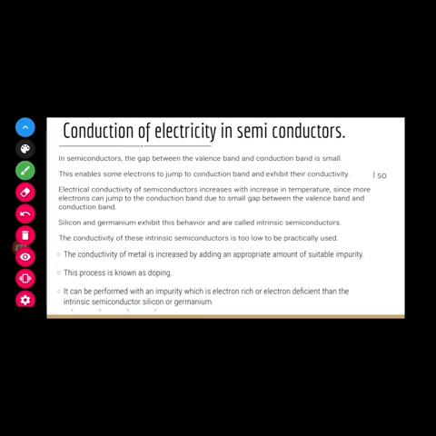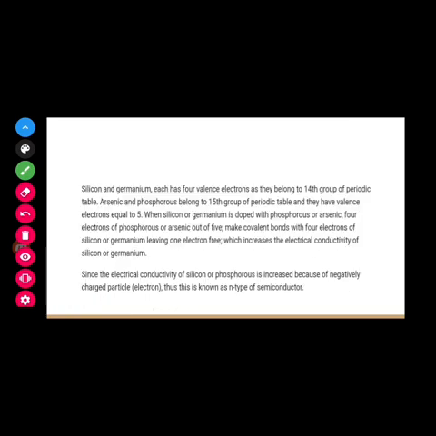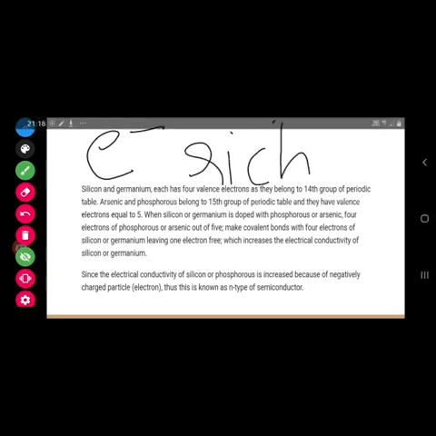So let's learn doping with two different impurities: doping with electron rich and electron deficient impurities. The first type of doping is with electron rich impurities. I just missed the heading, you can just write electron rich impurities.